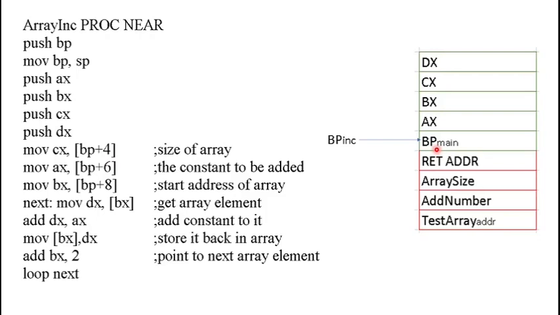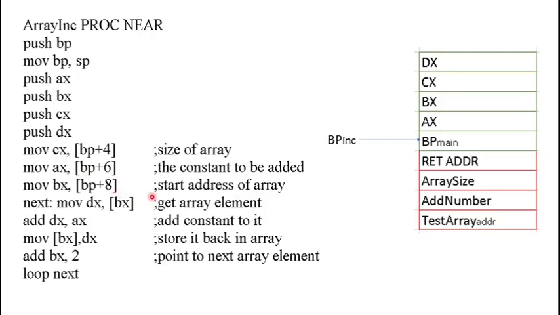So effectively it means 4 bytes from BP. So this is actually 2 bytes, then 2 bytes, so array size can be reached by BP plus 4. Similarly, the constant to be added is over here, so we have to move how many locations here? We will move 2 words, now 2 words, now 2 words, so effectively you have to move BP plus 6.